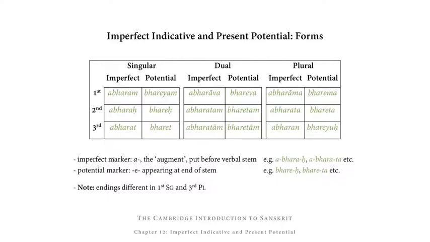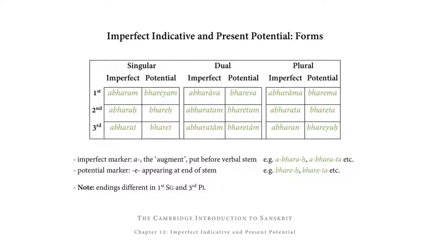This a added to the beginning of a word is the so-called augment, and this marks a form as referring to the past, as being a past tense. And if you've ever done any Greek, then yes, this augment a is exactly related to the augment e in Greek, which has the exact same function, marking something as past tense. This a is then followed by para, which is exactly the same stem that we also find in the present tense. So a plus para.